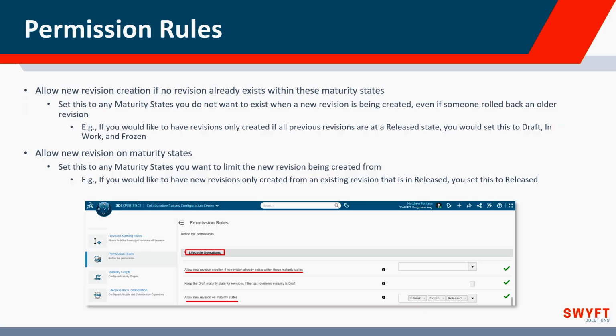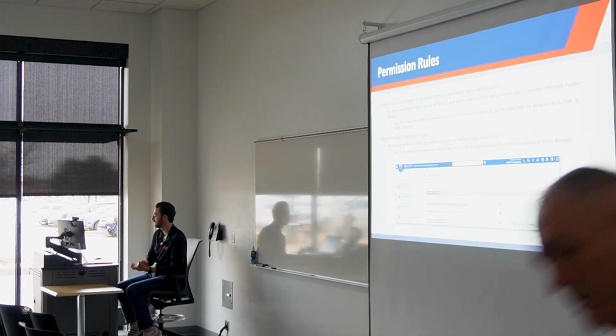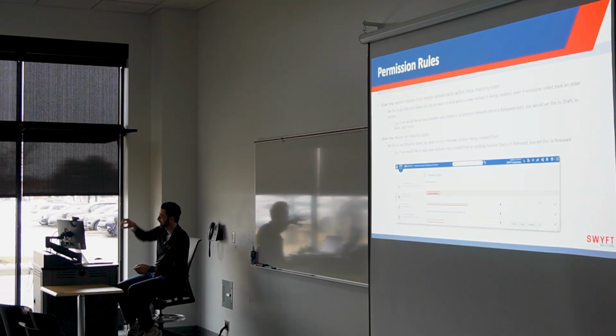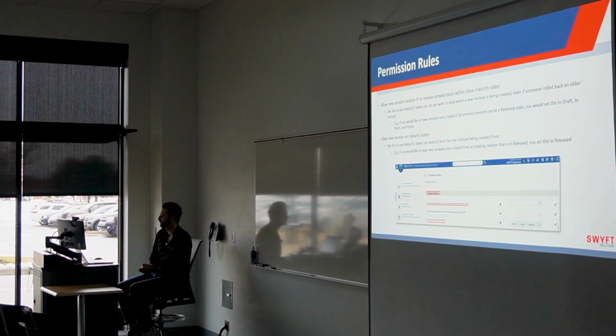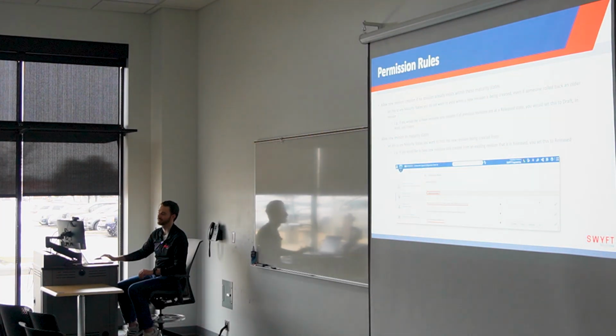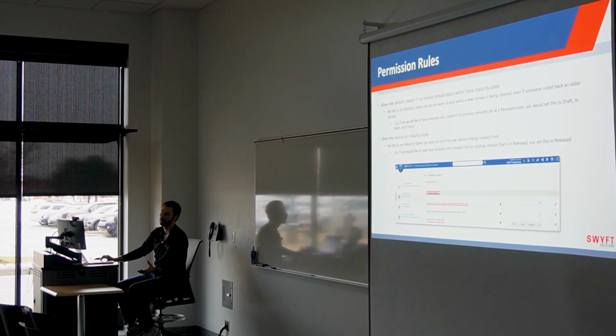And then I believe this might be the last one here. Permission rules, if you want to modify and set guidelines of, I do not want any previous revisions in an in-work state if I'm creating a new revision, just to make sure everything's released. That top one, you want to make sure that you have draft, in work, and frozen set there. And then if you want to make sure that the latest revision is not in work, then you can set draft, in work, frozen for that one too. Or actually, it's the inverse for that one. That one you set what you want to be able to create it from. So you would set just released for that example. So that allows you to have a little bit of control, make sure you have good practice and people are not creating revisions on in-work data if you don't want them to.